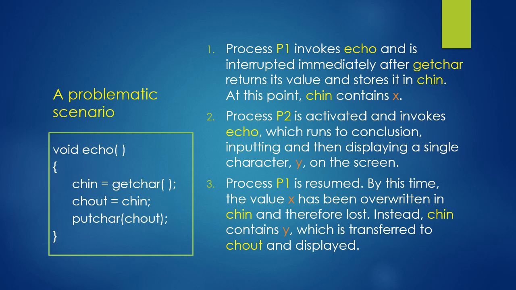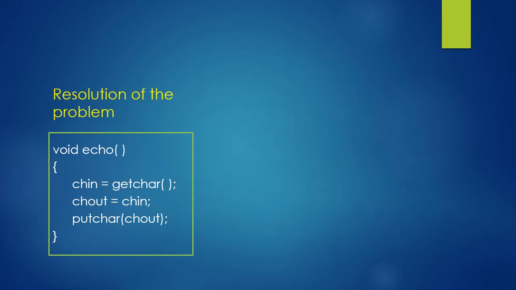The problem is the shared global variable ch_in. Multiple processes have access to this variable. If one process updates the global variable and then it is interrupted, another process may alter the variable before the first process can use its value. So how can we resolve this problem?